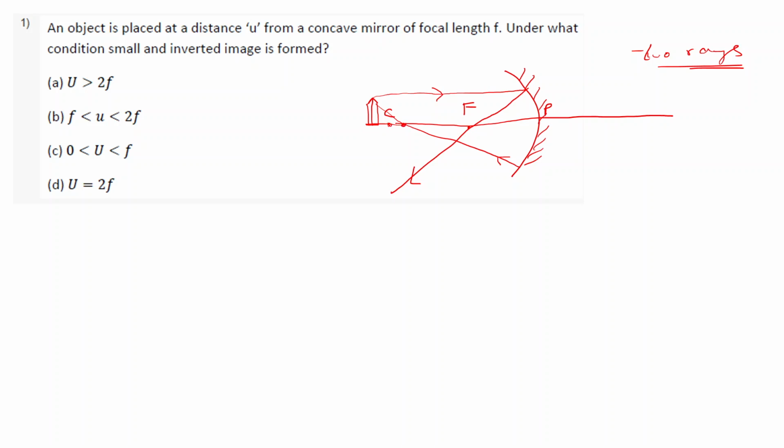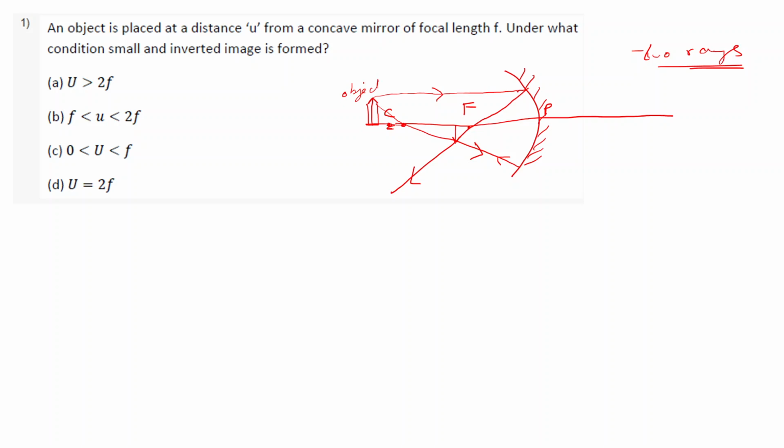I'm not able to make it, but any light passing through the center of curvature will reflect back and come again through the center of curvature. In this case, you see these two rays intersect at a point here, which is between the center of curvature and the focus. At this point the image is made, and it's inverted and smaller than the object.